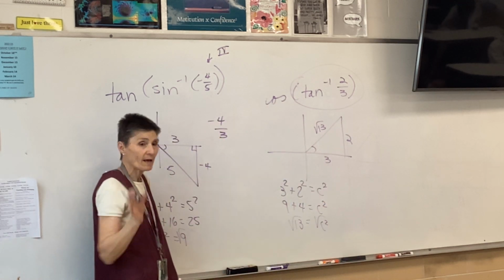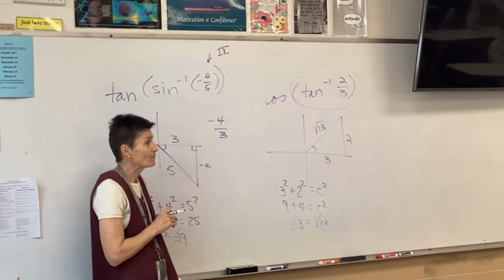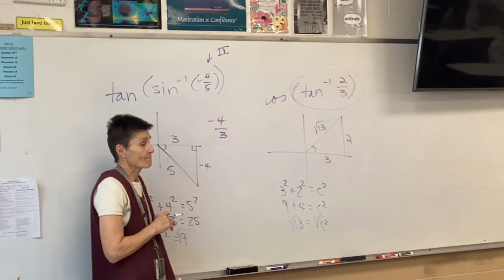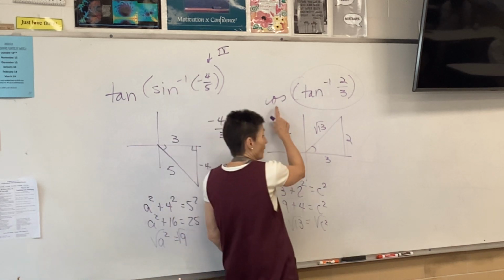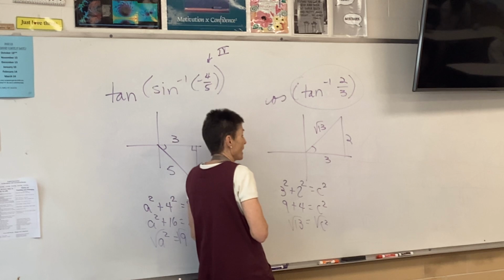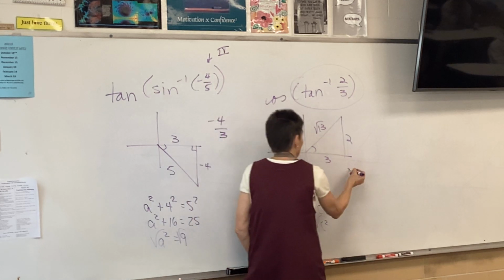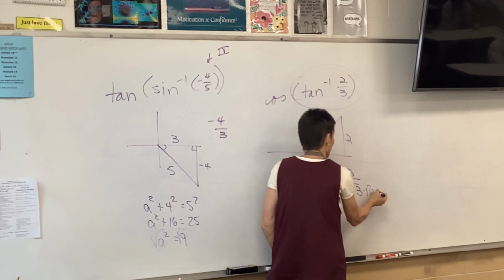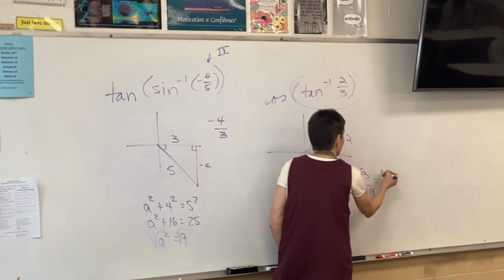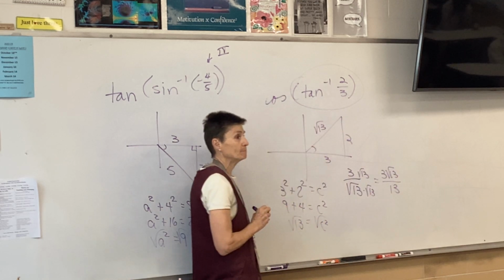Don't let me go too fast. Is that okay with everybody? Just doing the Pythagorean theorem. All right, now what do I want to know? I want to know the cosine. What's the cosine? 3 over root 13, which we know can't have the radical, so 3 root 13 over 13.